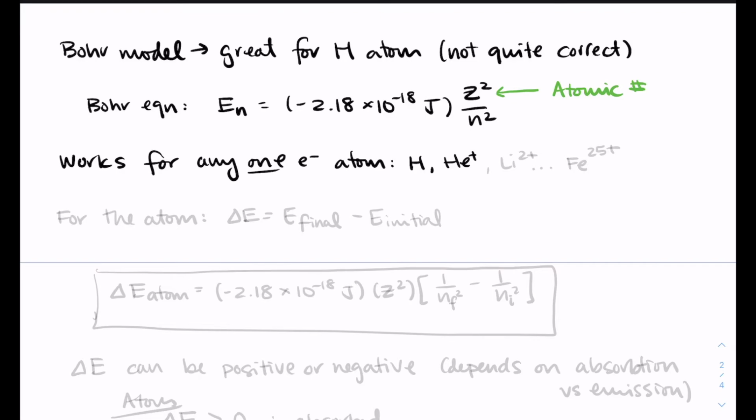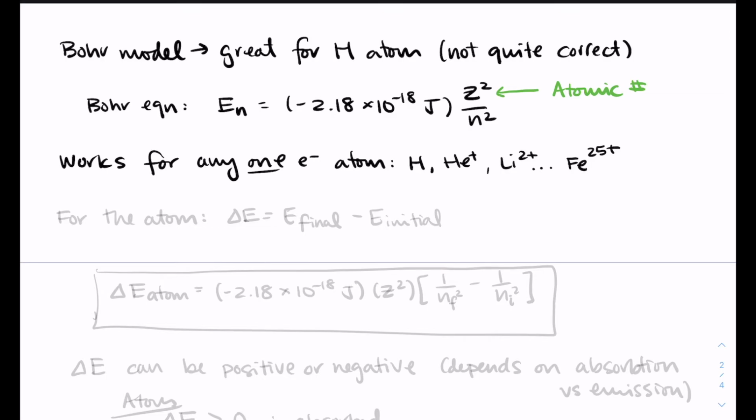But if I work with cations, it's possible to work with other elements that only have one electron and calculate the energies of these levels for that atom. So hydrogen is great. Helium, if it has a 1 plus charge, it would only have one electron. Lithium, well, if it had a 2 plus charge, then it would only have one electron.